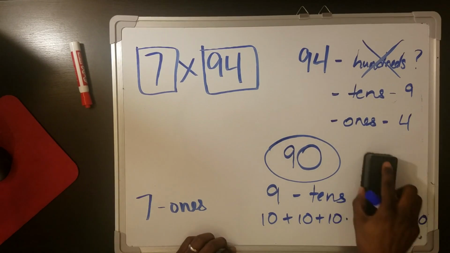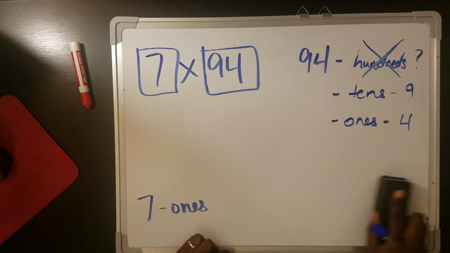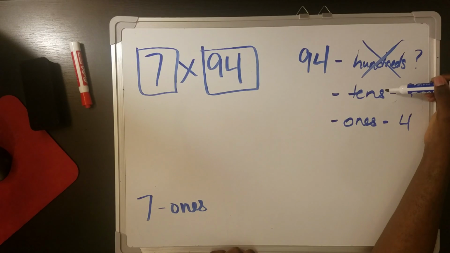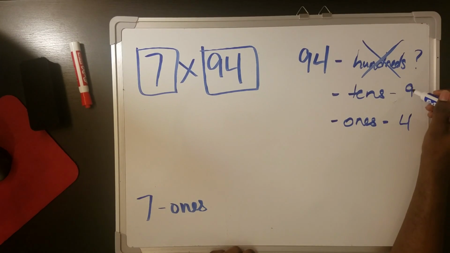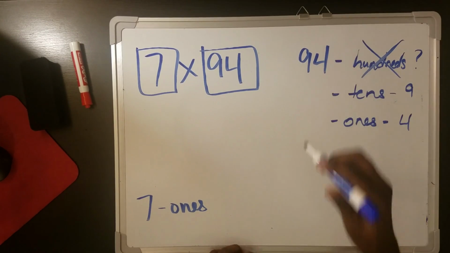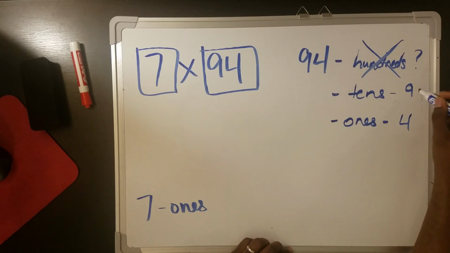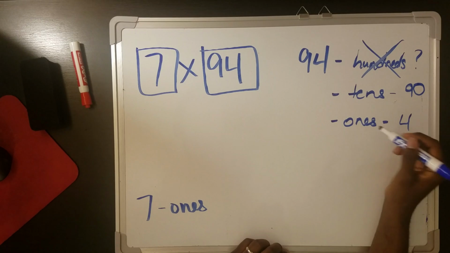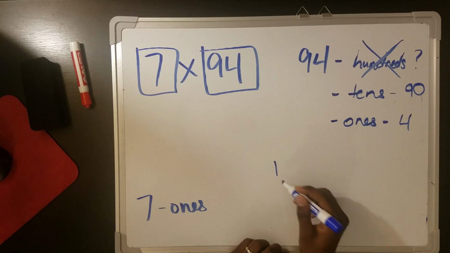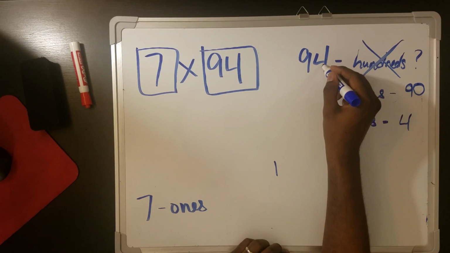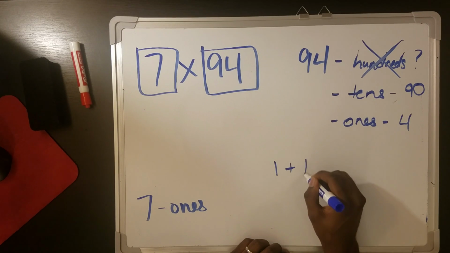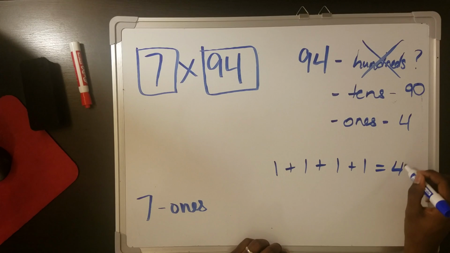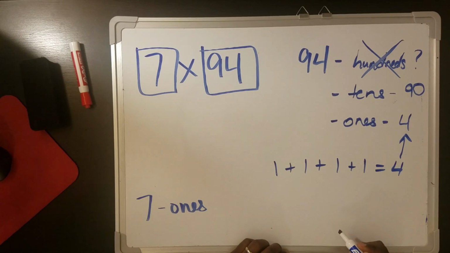Okay? So that's how we represent for Common Core. We break this down into its tens and ones. Because 9 is in the tens place, we have 9 tens. The same thing happens for the ones, right? Whenever you have 1, it looks like that. Well, this says we have 4 ones. So we have 4 ones. When you add those up, you get 4.